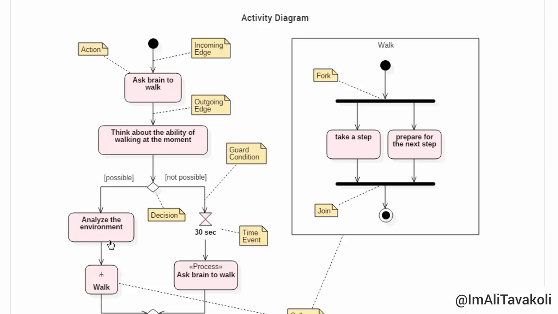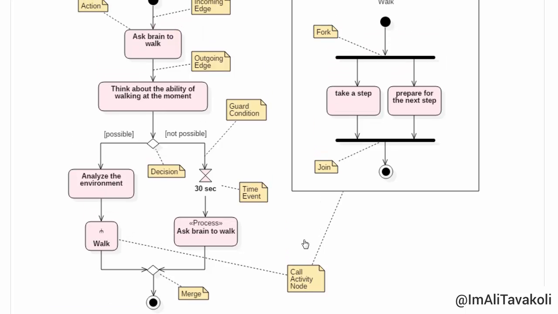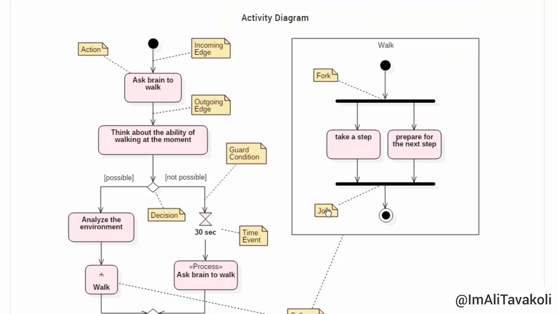First, analyze the environment and then come to the walk action, which is not actually a simple action like these actions that we had already. This is actually a call activity node. Why? Because this icon over here shows us that it's a call activity node. A call activity node is actually another activity diagram for itself that includes some other actions. So after the analyze the environment action happens, we will come to the walk.